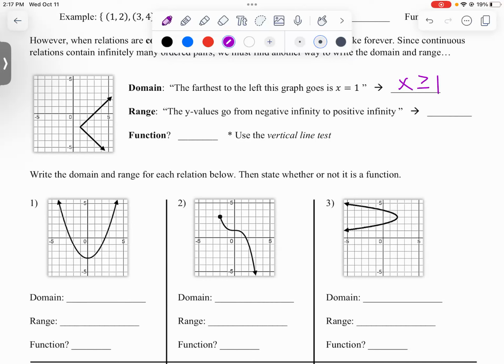Okay. Now, I'm going to put my pencil horizontal and I'm going to go from bottom to top. Do I have y values? Are they going to continue? Yeah. This arrow means I'm going to keep going forever. So we have y values for all real numbers.